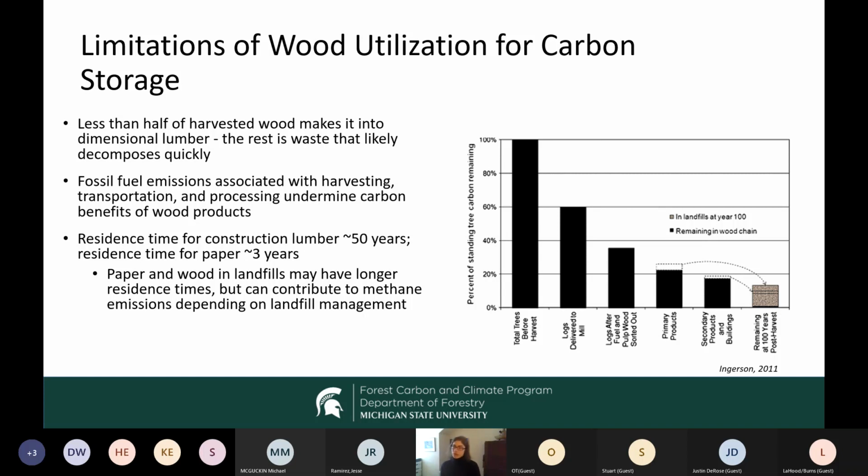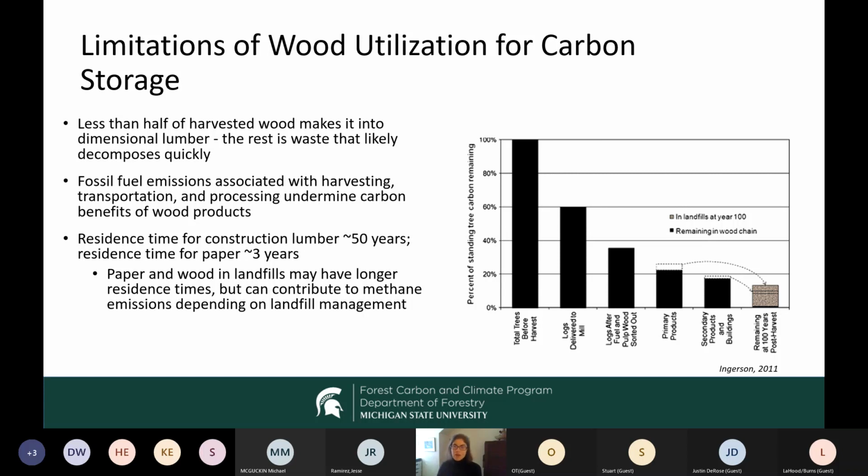A lot of it's going to waste products, bioenergy, paper, things like that that decompose quickly. So we're losing a chunk of it right away. And there are fossil fuels associated with the harvesting process, which, when we're looking at the net carbon impact, is a deduction, right, a negative on the carbon impact. Then residence time for construction is around 50 years, for paper a lot less.